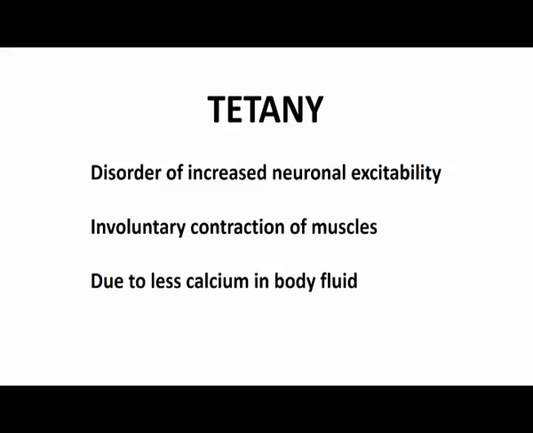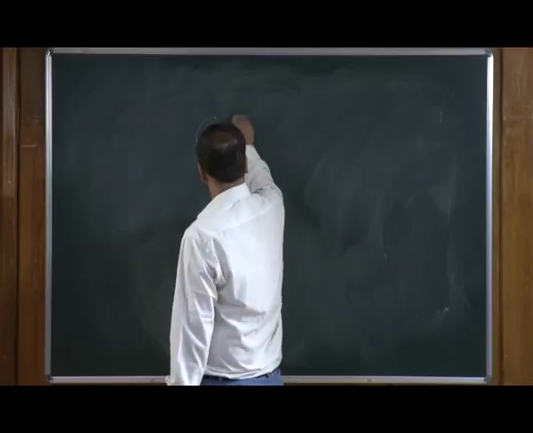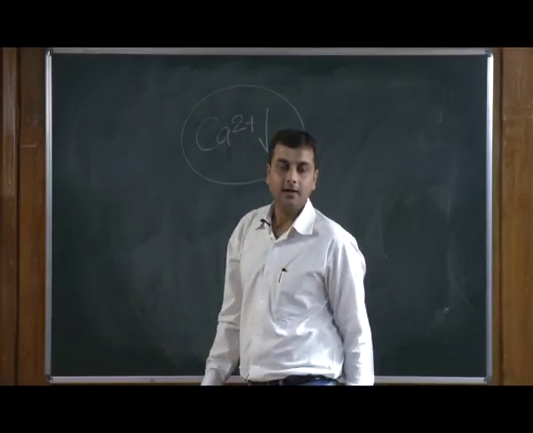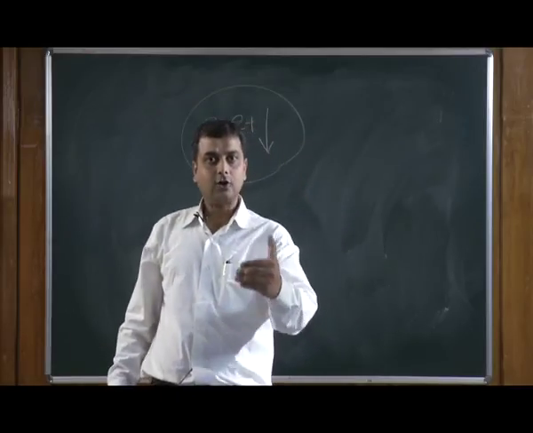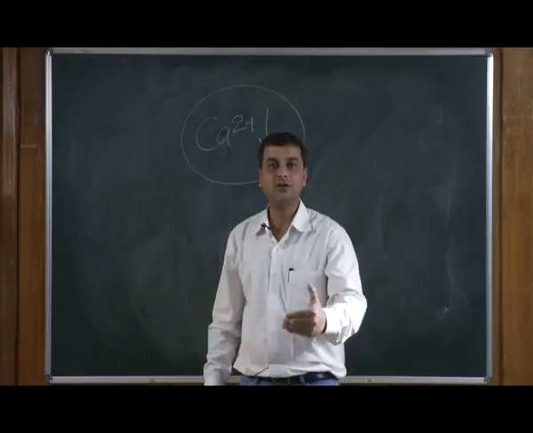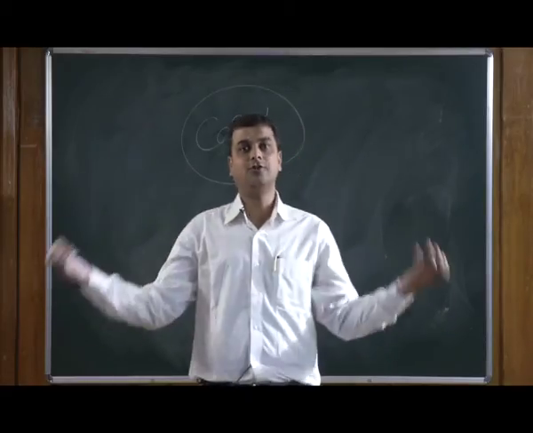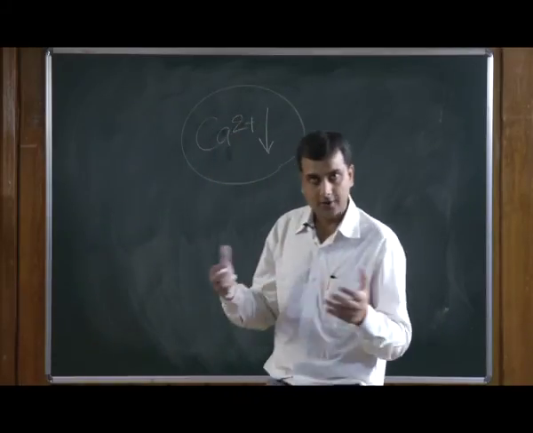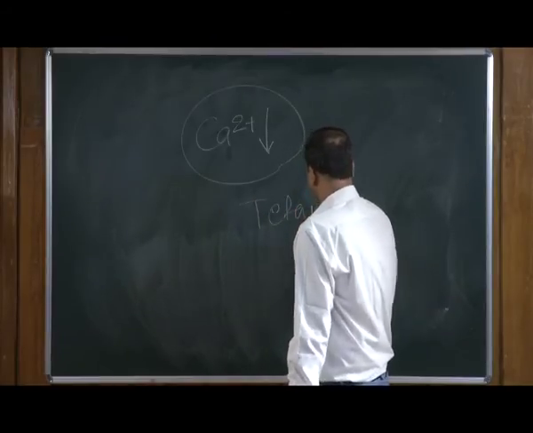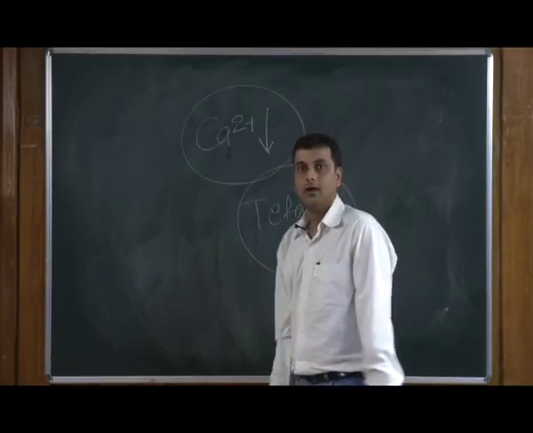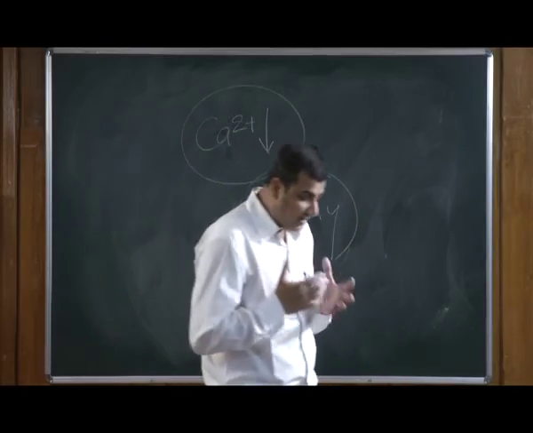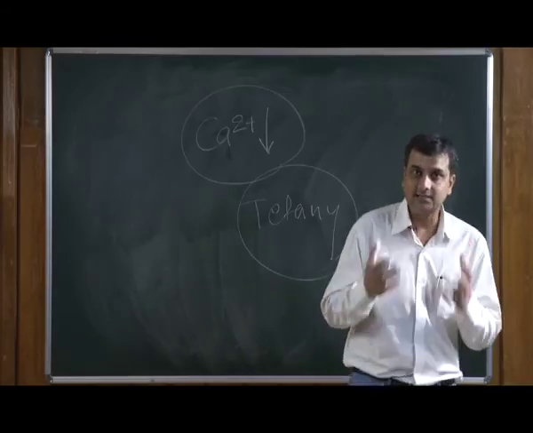less calcium ion. So, you have less calcium ion, and because of this less calcium ion the whole contraction is not under your control, and this involuntary contraction, very wild contraction, leads to a condition called tetany, which is also a very important condition happening because of increased neuronal excitability.